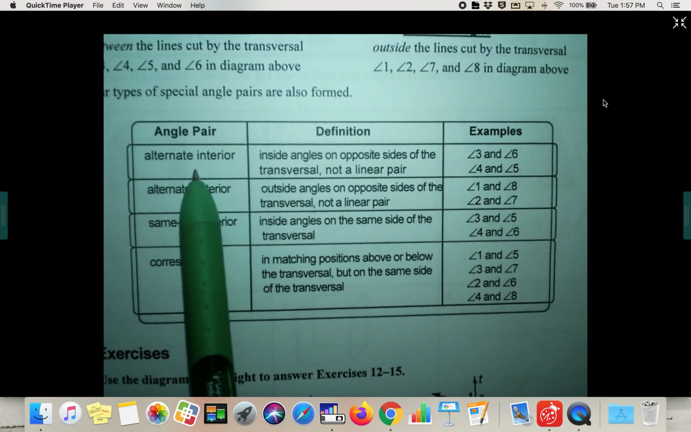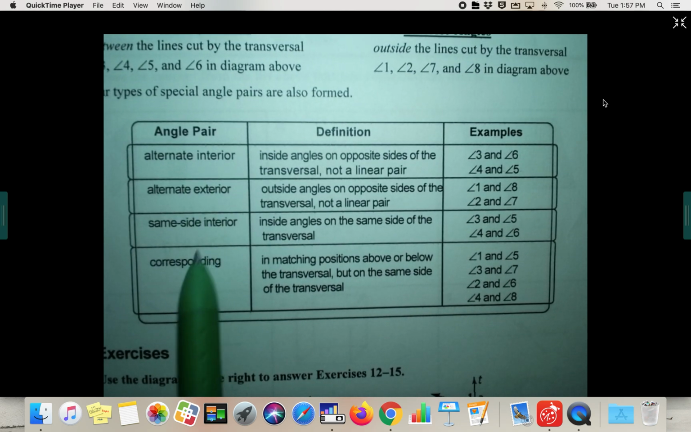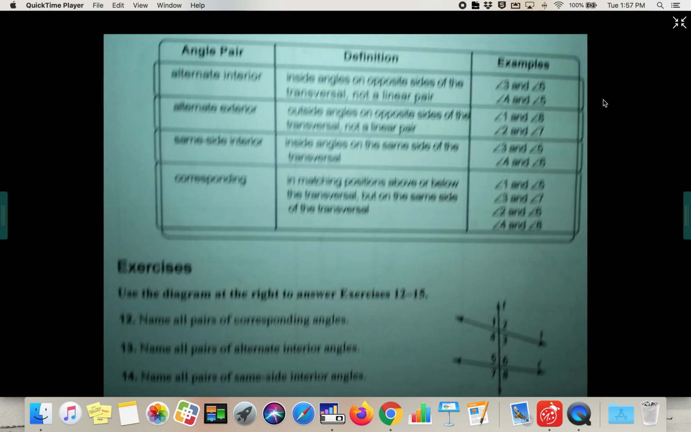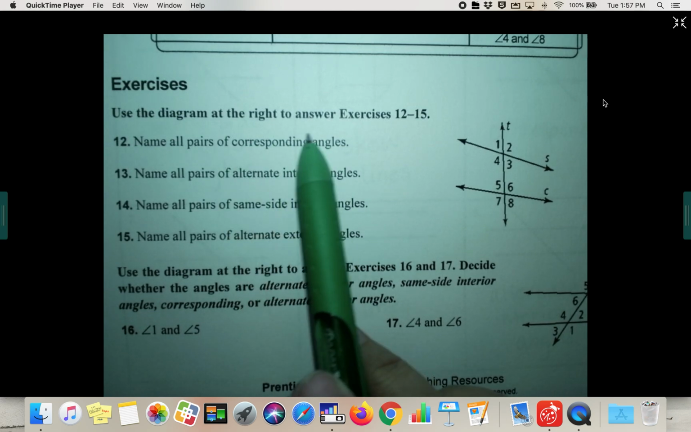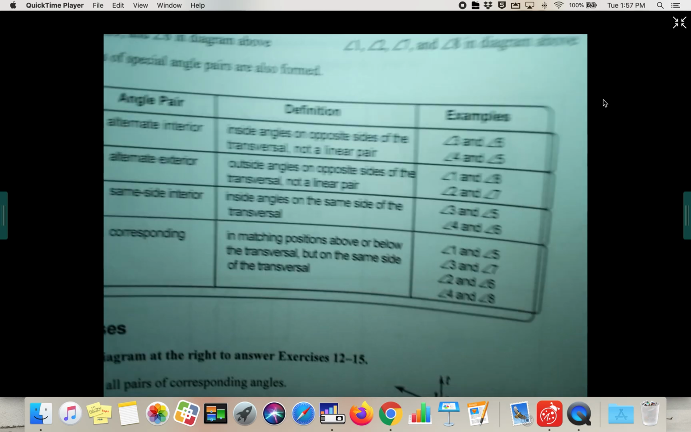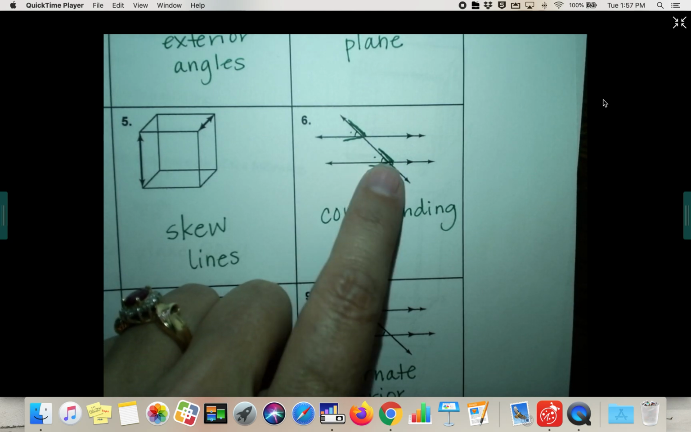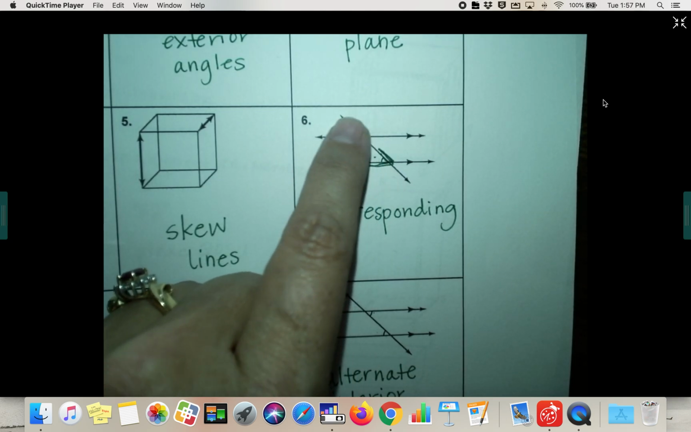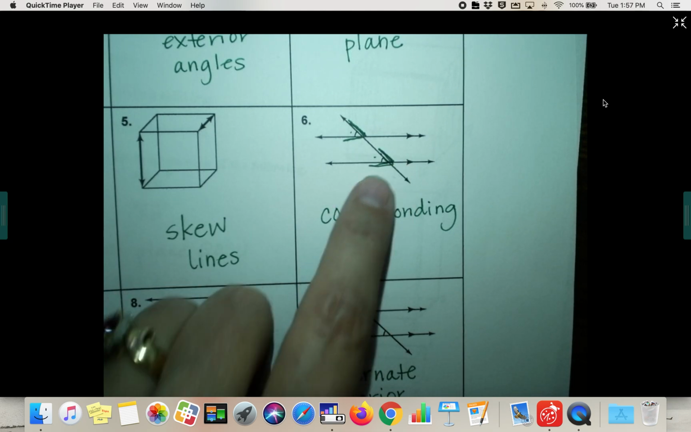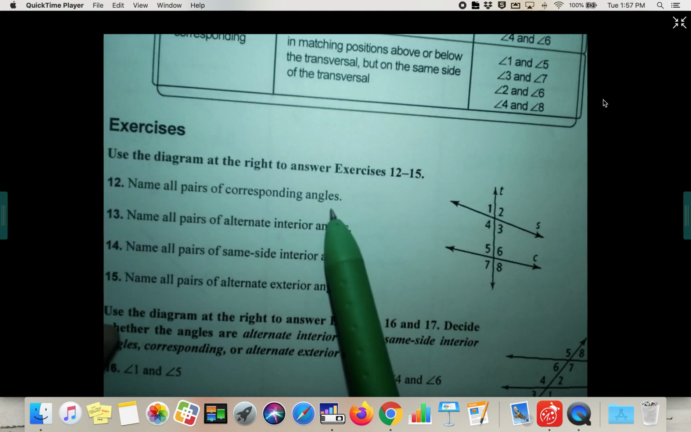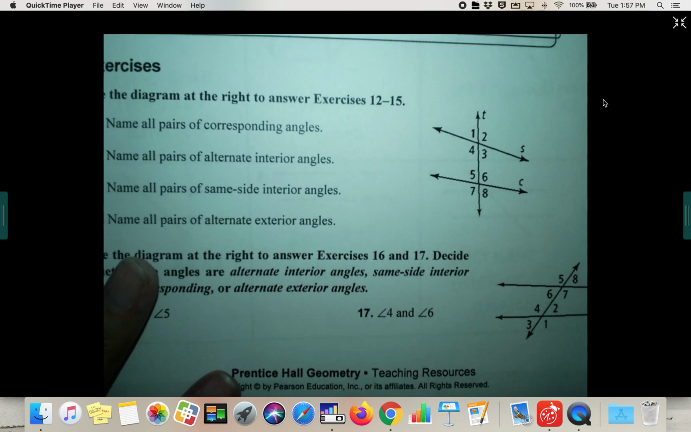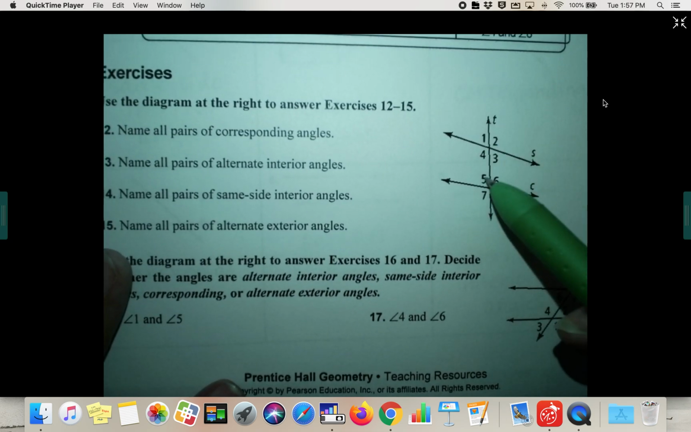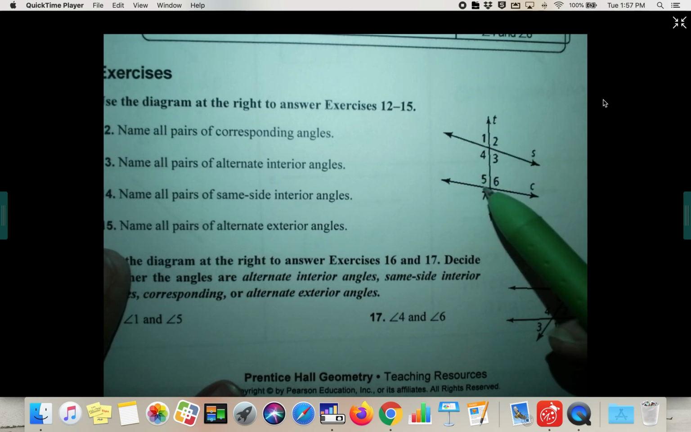We already talked about alternate interior, alternate exterior, same side interior, corresponding. Those are all on that first page if you need to review. So knowing that, let's look down at the exercises. Name all corresponding angles. So if you forgot, corresponding is the one, these are hard to remember. Corresponding are the ones that are kind of in the same spot. If you looked at a 360 circle, it's in the same spot as the other 360 circle, so they are corresponding. So the corresponding angles that you should see in the figure off to the right here are, get ready to write, angles 1 and 5 are corresponding because they're both in that top left spot.